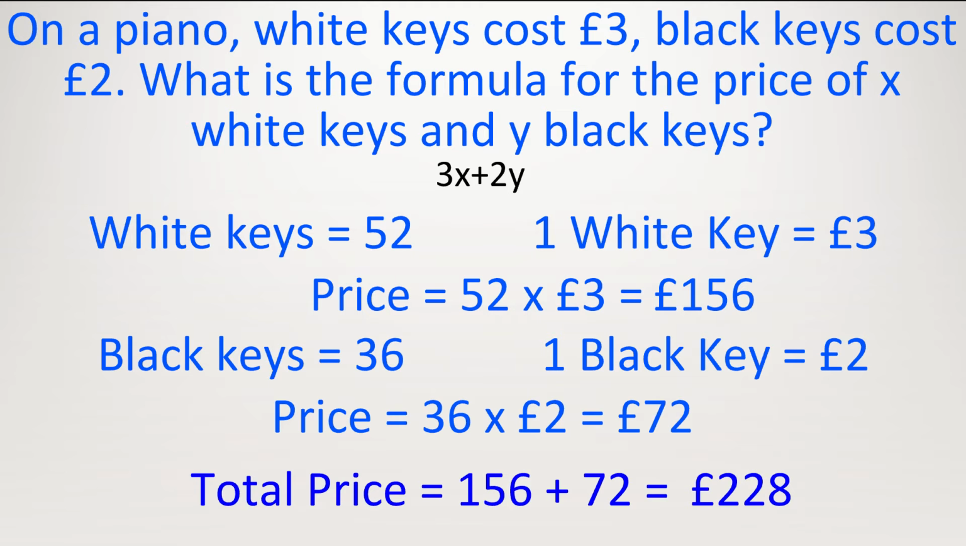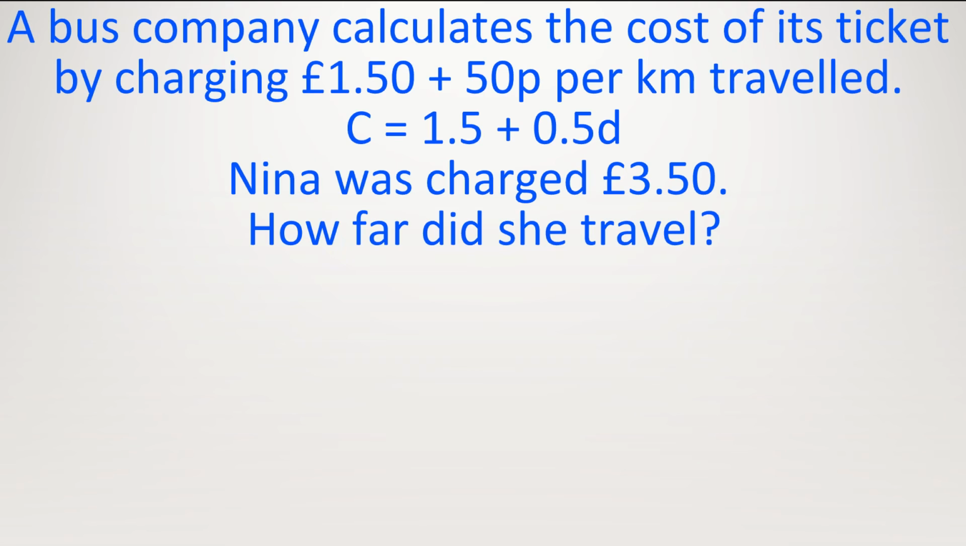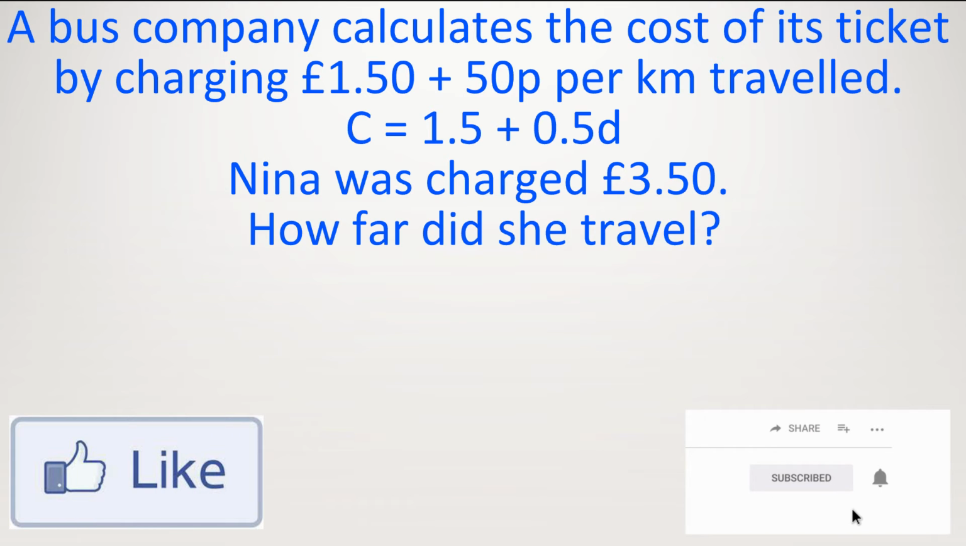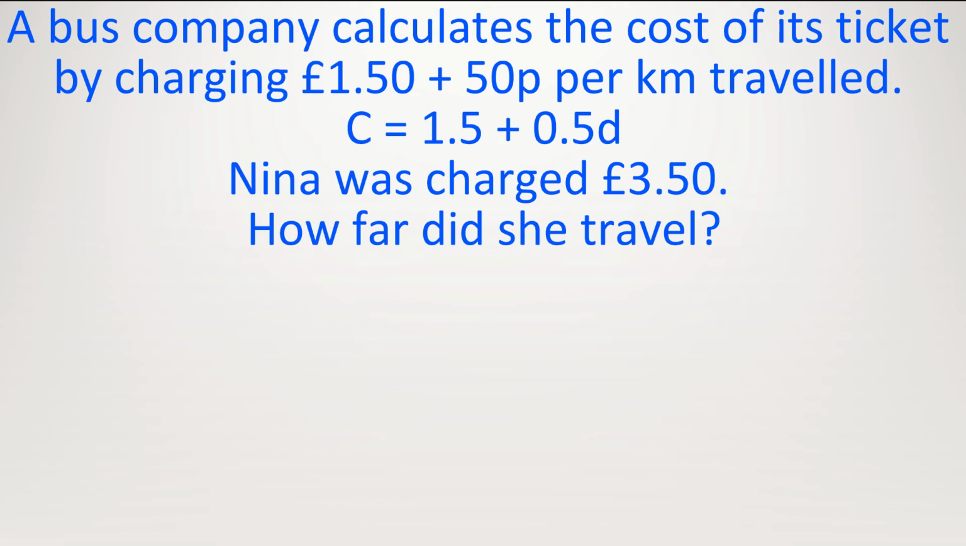£228. So that is the cost for the keys on a piano. A bus company calculates the cost of its tickets by charging £1.50 plus 50p per kilometre travelled. This means the cost of a ticket for a journey of d kilometres is given by the formula C equals 1.5 plus 0.5d. Nina was charged £3.50. How far did she travel?